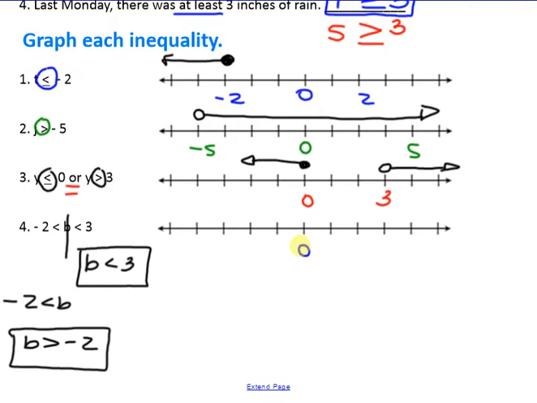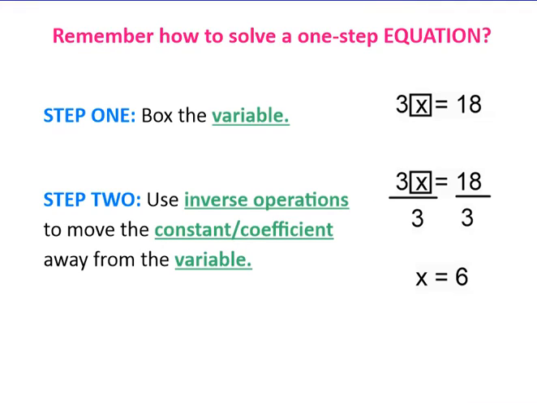So here's my 0. 1, 2, 3. Here's my 3, and then I have a -2, -1, -2. So I'm going to have an open circle over the negative 2 and an open circle over the positive 3. And then they connect, just like that. All right, those are some quick reviews.